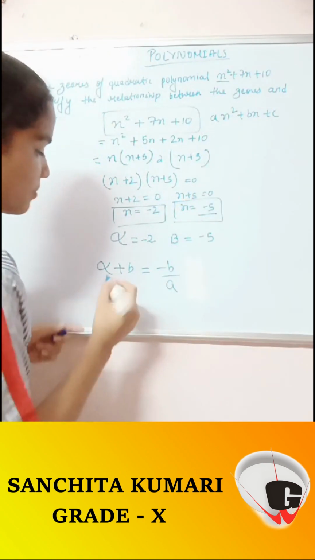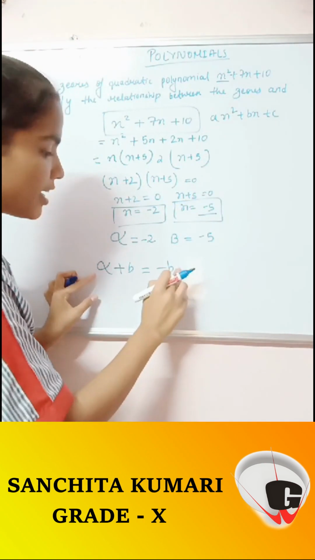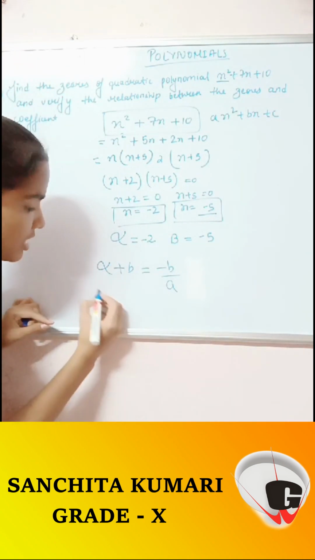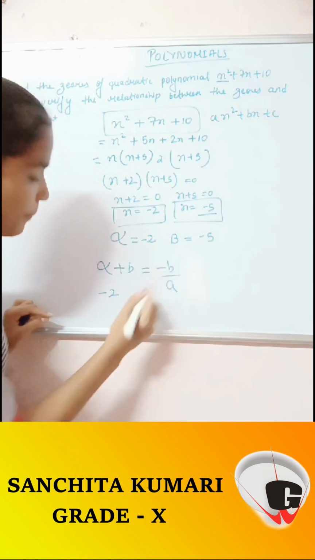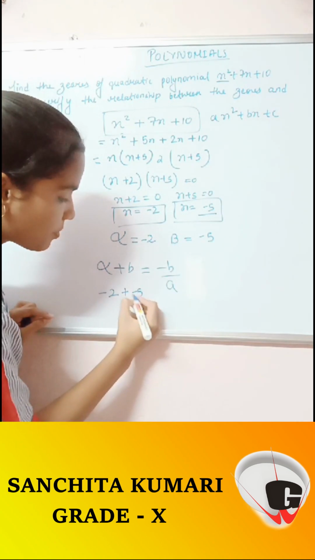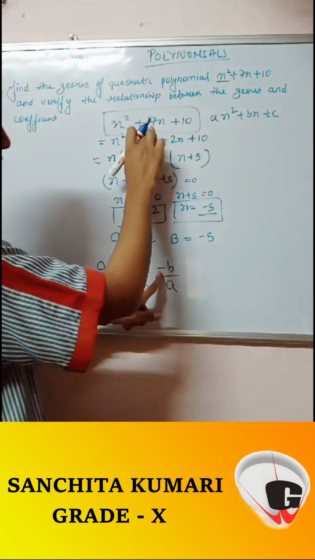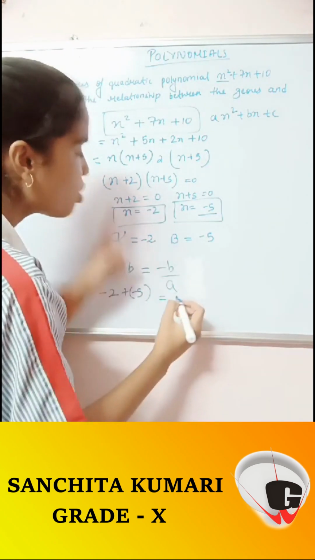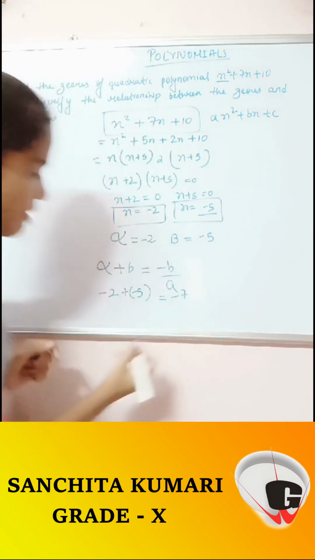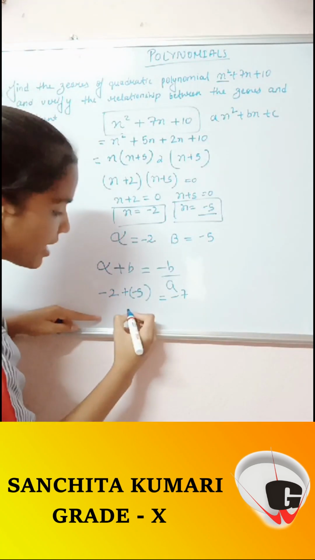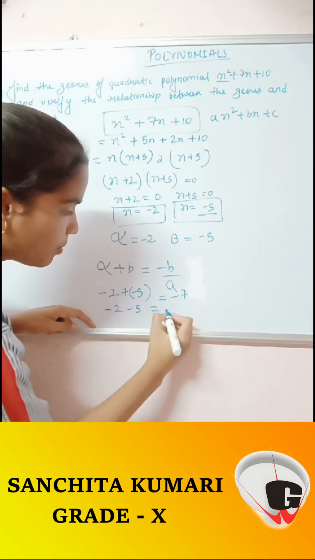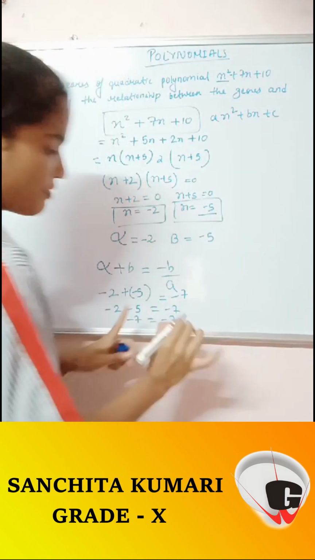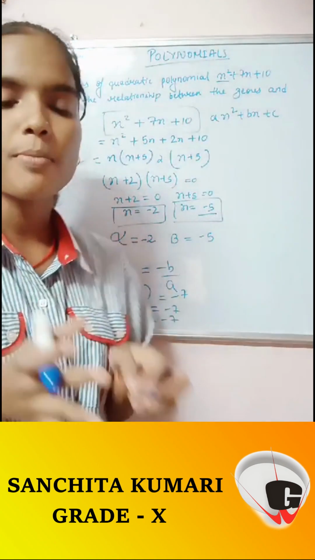So when you add alpha and beta, you will get the value minus b by a. Alpha we have over here, that is minus 2, and beta we have minus 5. And minus b: since here it is plus, we'll put it as minus. So minus b, that is minus 7. Minus 5 and minus 2, that is minus 7, and minus 7. Hence it is verified that alpha plus beta equals minus b by a.